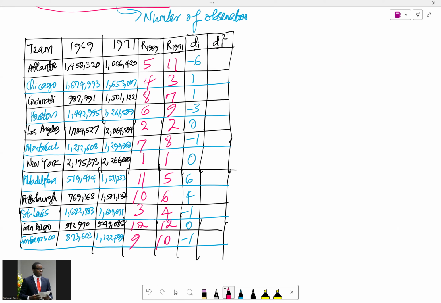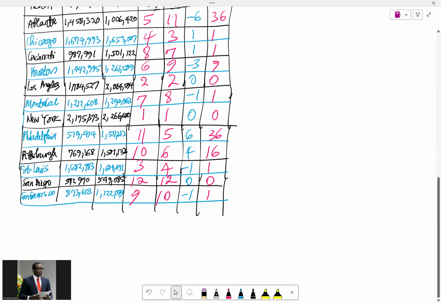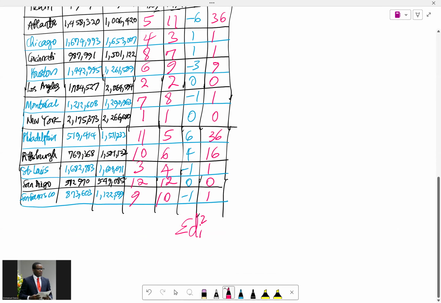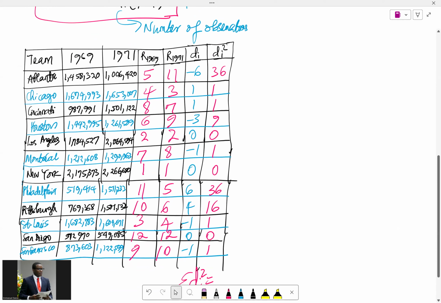So the squares of these will simply be: minus 6 squared is 36. 1 squared is 1. 1 squared is 1. Minus 3 squared is 9. 0 squared is 0. Minus 1 squared is 1. 0 squared is 0. 6 squared is 36. 4 squared is 16. Minus 1 squared is 1. 0 squared is 0. So we need the summation of di all squared, and I think that's easy to do.